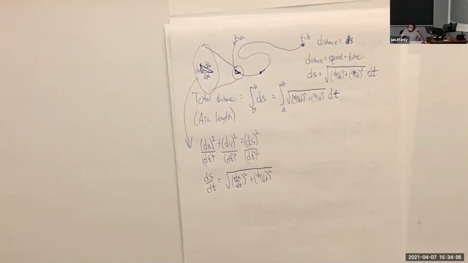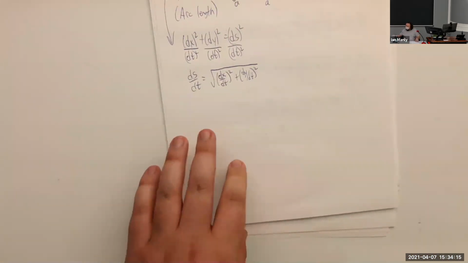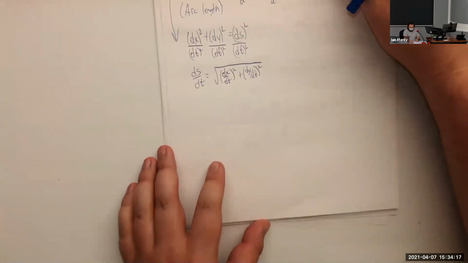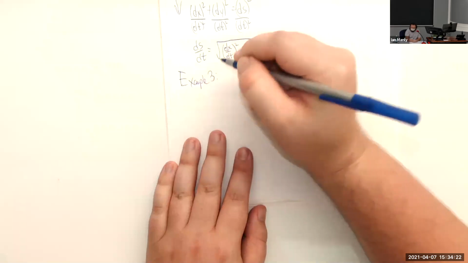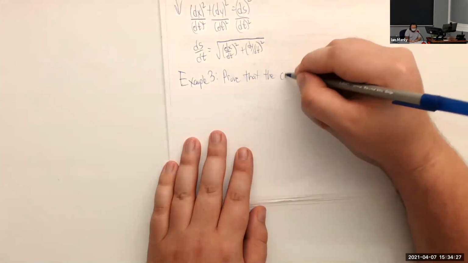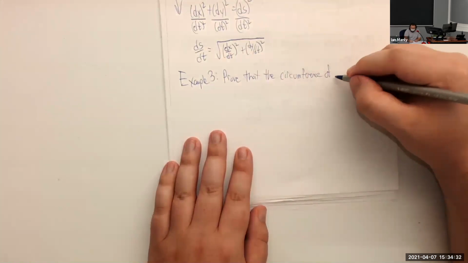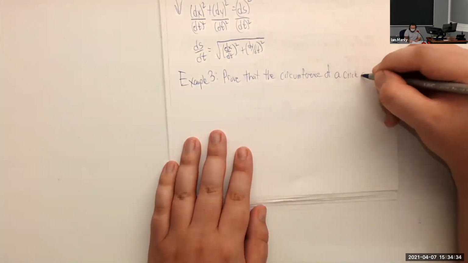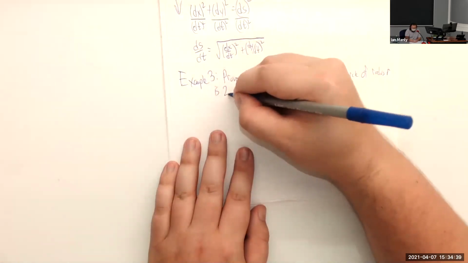All right, so let's go ahead and use this to try to compute the length of a curve. This is going to be an interesting problem here. This definitely isn't the way they originally did this, but this is a way you can do this. Example 3. Prove that the circumference of a circle of radius r is 2 pi r.